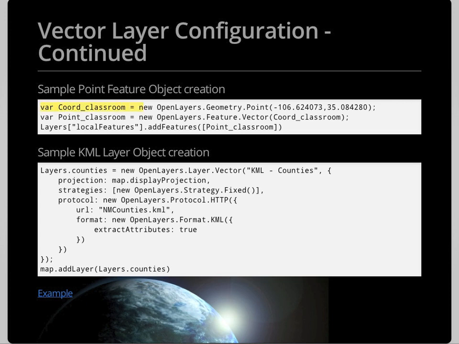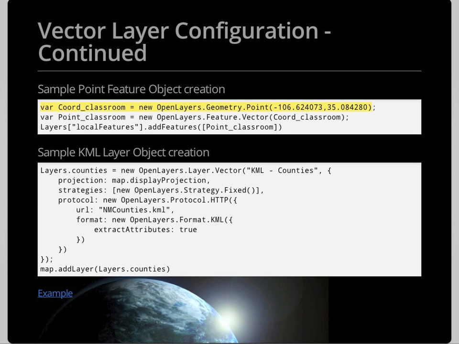The first is the definition of the geometry itself, where that geometry may consist of one or more points that are in a group that would then be used to construct a more complex geometry. So in this case, I'm creating a variable named coord_classroom that is a new point geometry object with these coordinates.